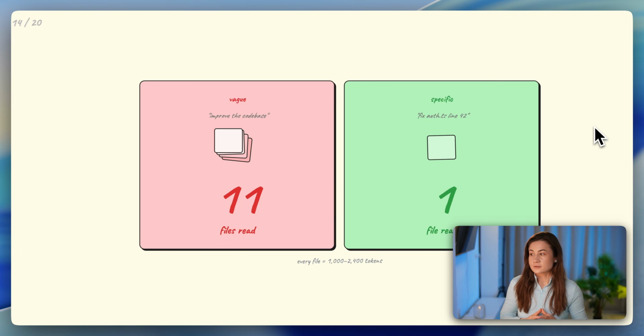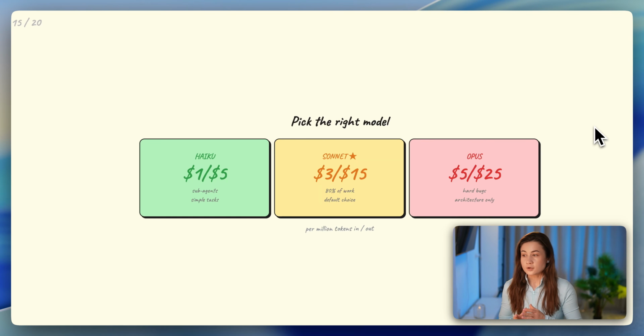Change the model. For example, you have Haiku, Sonnet, Opus. Make sure you pick the right model for the right task. The cache expires after 5 minutes. Come back from a coffee break and the first message costs full price again. This is why your costs spike after a break.